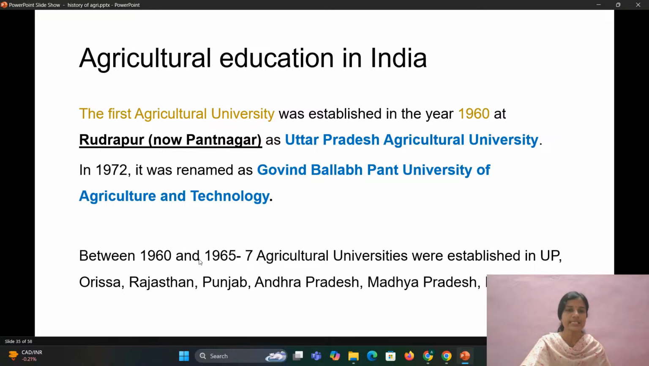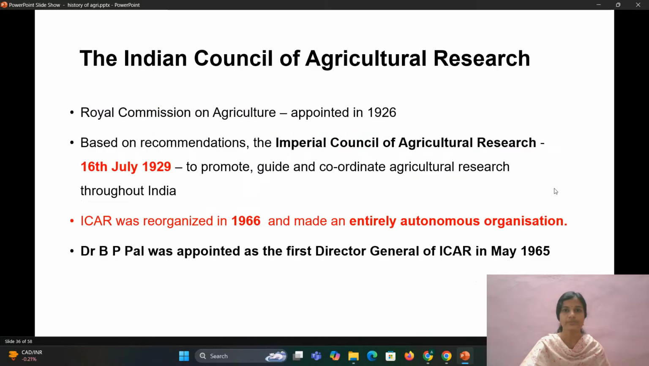And between 1960 and 1965, 7 more agricultural universities were established, including the university at Pantnagar. 7 agricultural universities were established between the period of 1960 and 1965. Then coming to our ICAR, that is Indian Council of Agriculture Research.